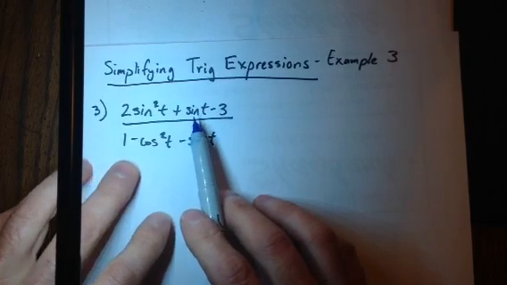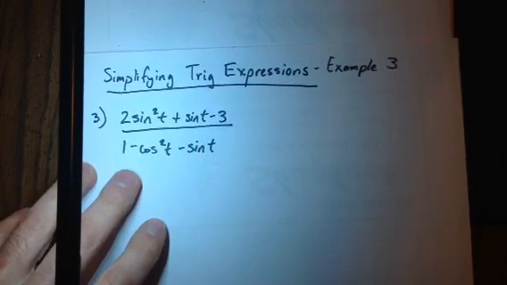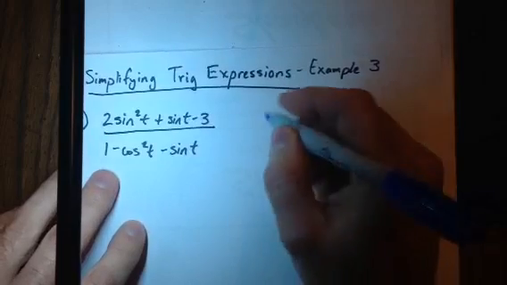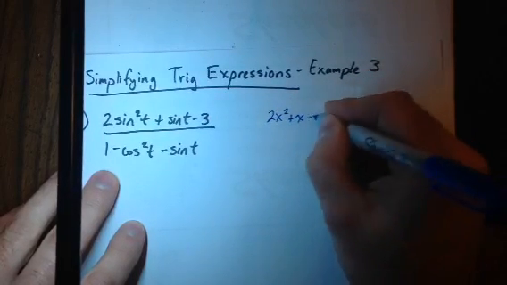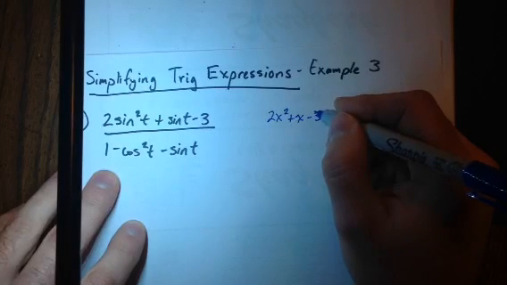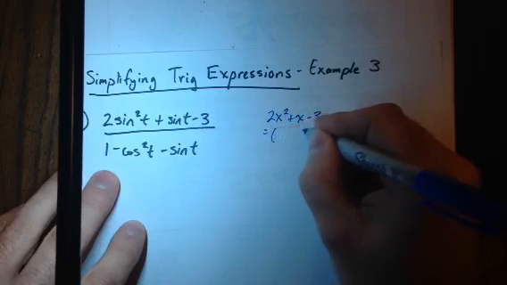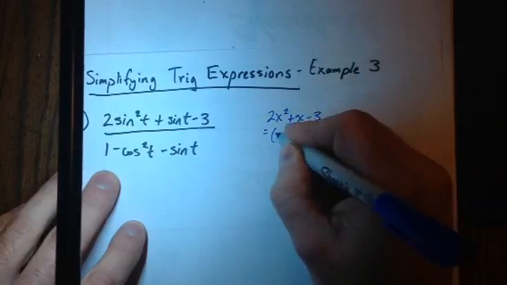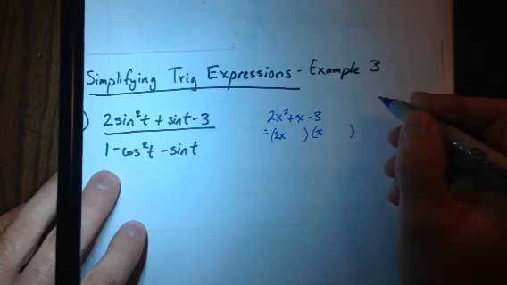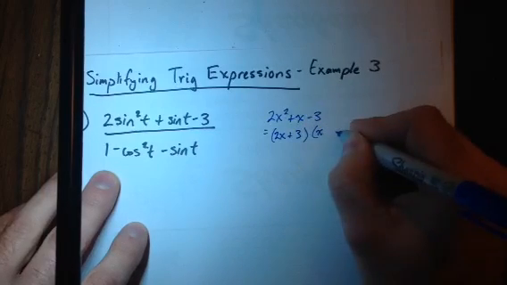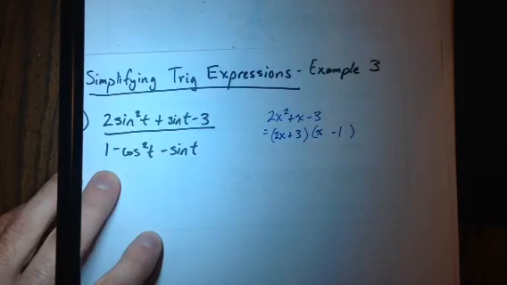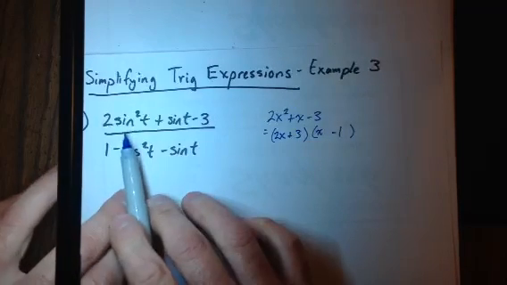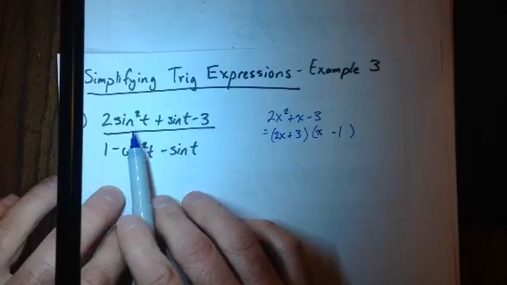You may or may not see this, but this is similar to a problem we did in the factoring review. Remember when we took 2x squared plus x minus 3? And then we factored it. We broke that into 2x times x, and I think it was plus 3 minus 1. Check it. Yes. Alright. We can actually do the same thing with sines.